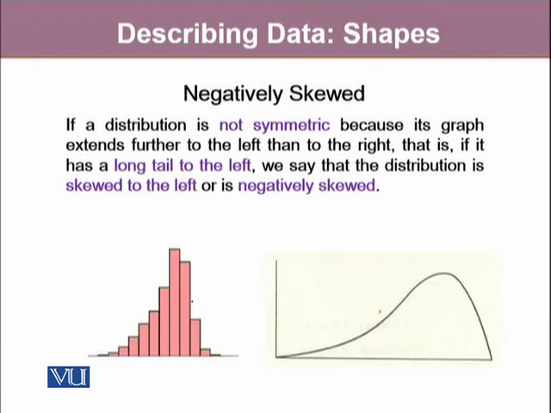Then the other type of skewed distribution is the negatively skewed distribution. That is, if a distribution is not symmetric because its graph extends further to the left, that is, if it has a long tail to the left. And we can see the same thing in this histogram as well. If we draw a frequency curve over it, we can see that there is a tail to the left. And both of these types of shapes are called negatively skewed distributions.